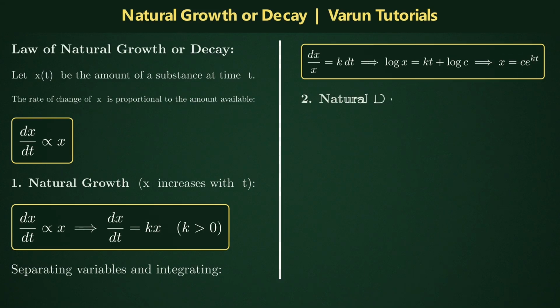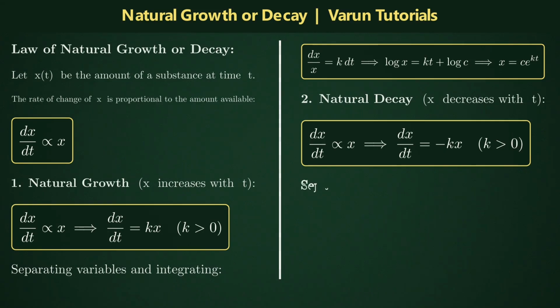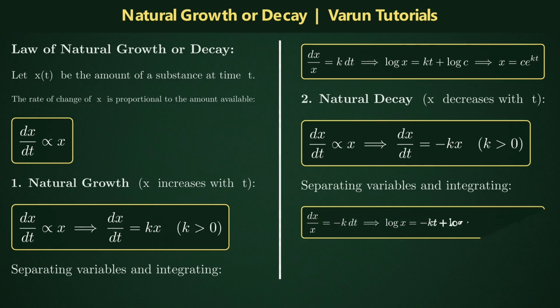Second, let's consider natural decay, where the quantity decreases over time. In this case, the rate of change is negative, so dx by dt equals minus kx, where k is a positive decay constant. Separating variables and integrating gives dx over x equals minus k dt. Integrating both sides yields the general solution x equals c times e to the power of minus kt.